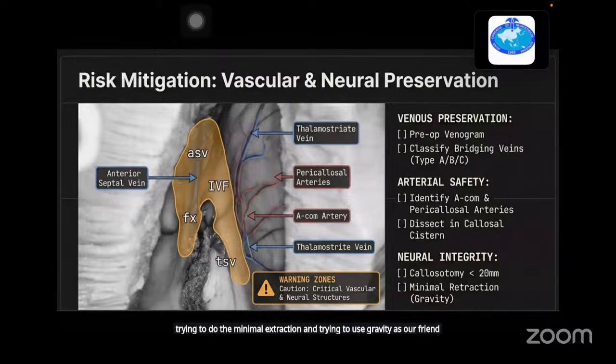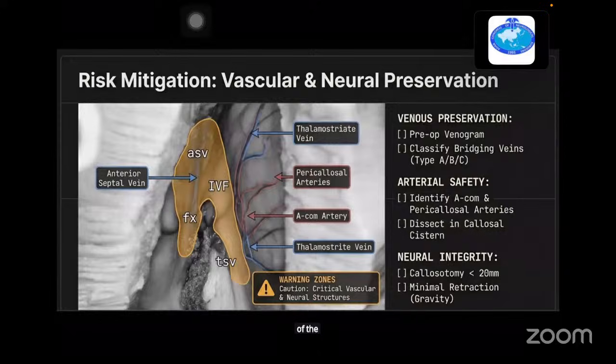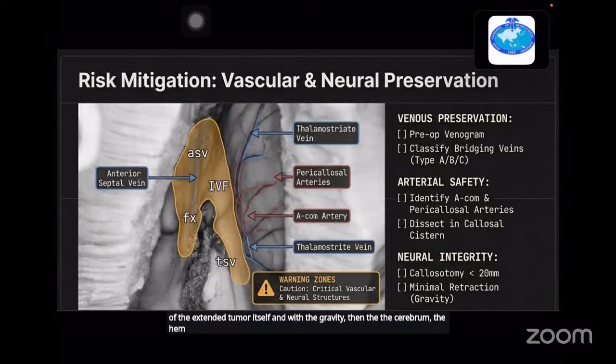Usually it's better to choose the contralateral approach, because then we can go directly to the contralateral side of the extended tumor itself. And with gravity, the cerebral hemisphere will give us a way directly to the interhemispheric fissure.